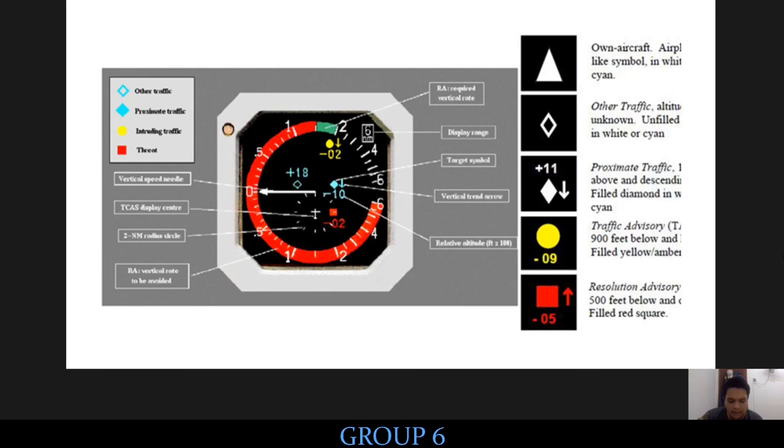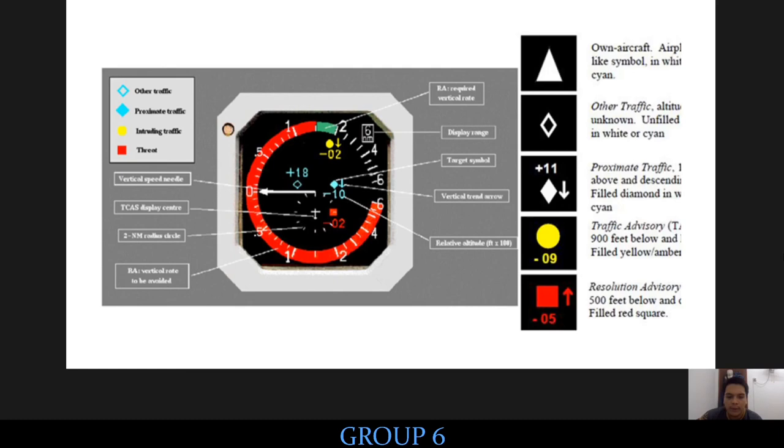This is an example of TCAS. We have five symbols here. The triangle stands for our own aircraft. The diamond, colored white or cyan, shows other traffic. The plus 11 stands for 11,000 feet above or descending. The yellow one with the negative 9 is 900 feet below our aircraft, and the red one is 500 feet below our aircraft.